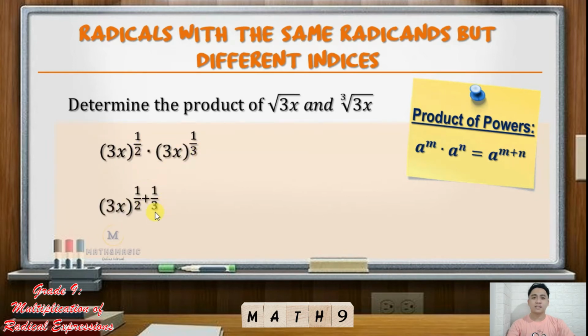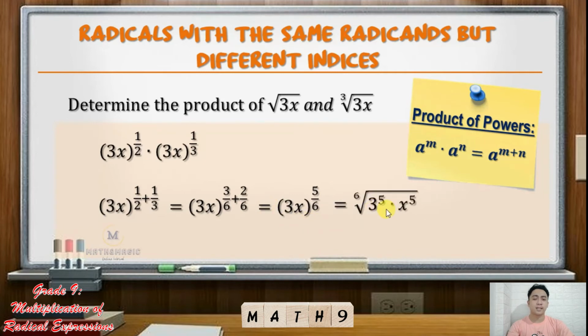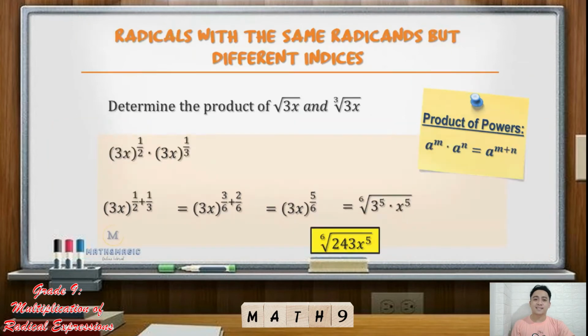Here we will change first the fractional exponents to similar fractions by identifying the LCD. LCD of 2 and 3 is 6. Thus, the sum is 5/6. Now, the expression is equal to quantity 3x raised to 5/6. Changing this to radical form, the product is 6th root of 243 x raised to 5. Hence, the product of square root of 3x and cube root of 3x is 6th root of 243 x raised to 5.